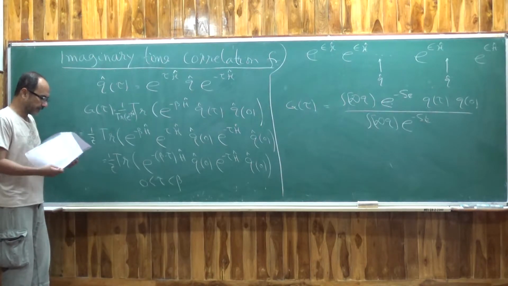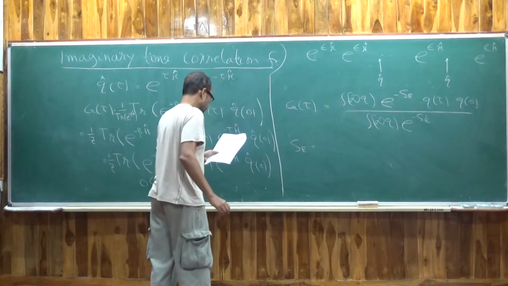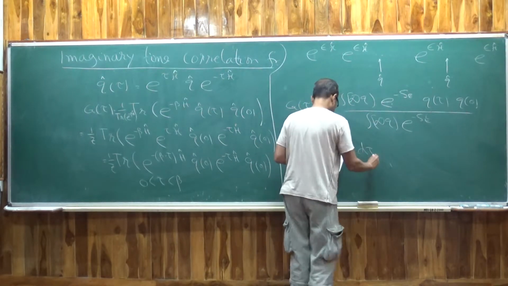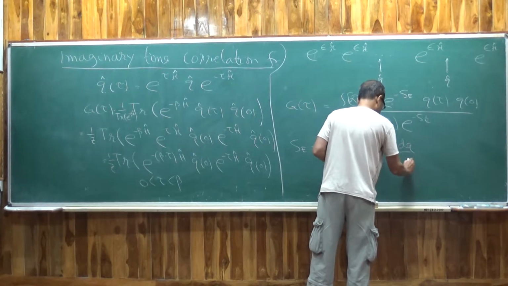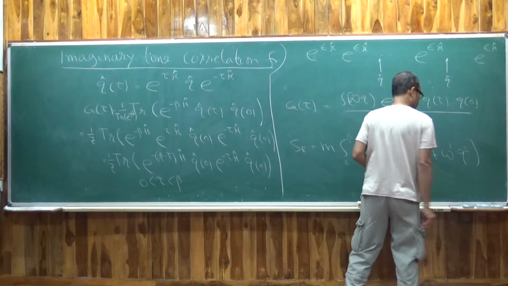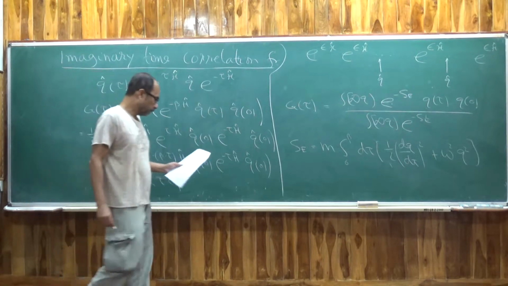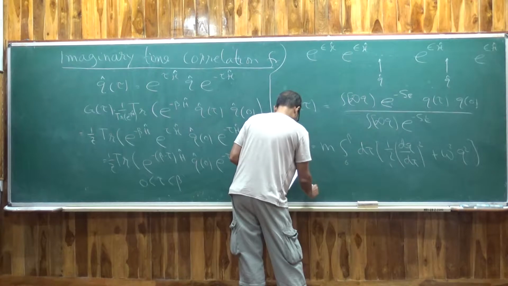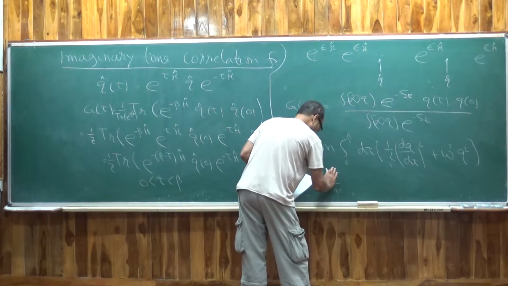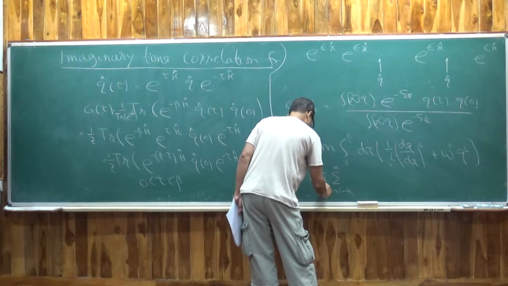Now let me remind you the expression for S_E. So this was given by m integral 0 to beta d tau of (dq/d tau) squared plus omega square q square, with a factor of a half, but we also rewrote this in terms of components.